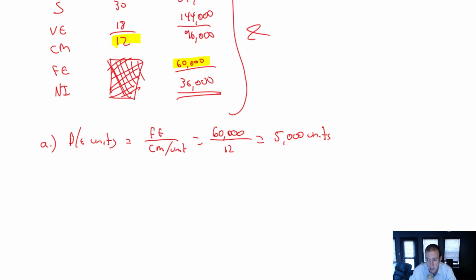Now, what does break even mean? It means it's the point at which I make zero profit, I make zero loss. If I sell one more unit, I'm going to make a little bit of money. If I sell one fewer units, I'm going to be money losing. I need to sell 5,000 units to break even. And it should make sense.